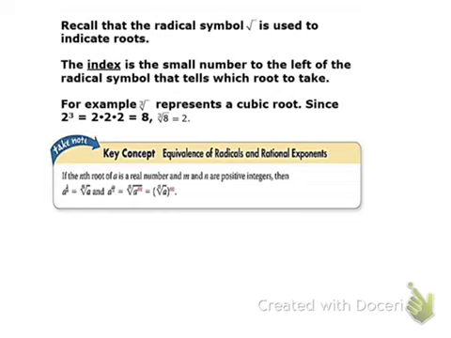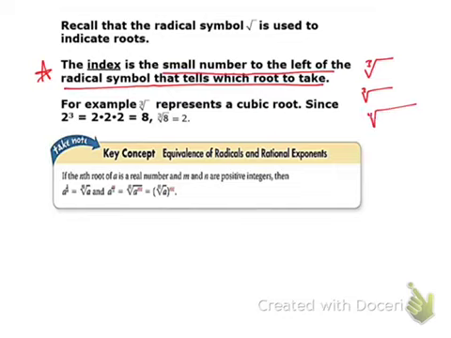So the first thing we need to do is define the term index. In this case, the index is the small number to the left of the radical symbol that tells you which root to take. All right, so if you've got this, this is called the cube root. Your normal square root looks like that, but they don't write a number out here. If there's no number written, assume it's a 2. There's the fourth root, and then so on. And these can be a variety of different ideas.